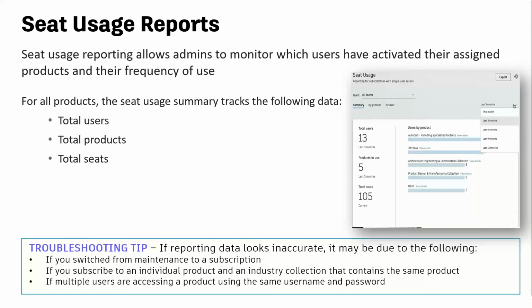A little troubleshooting tip you see here, and the most common one that we get, is that if your reporting data looks inaccurate, it might be due to one of the following reasons here at the bottom. I want to highlight the third bullet where it indicates multiple users accessing a product using the same username and product. You'll want to ensure that each user has a unique Autodesk account set up and have each of those users added to their user list. This will give you the ability to assign and unassign products to different users and more accurately track their user data.